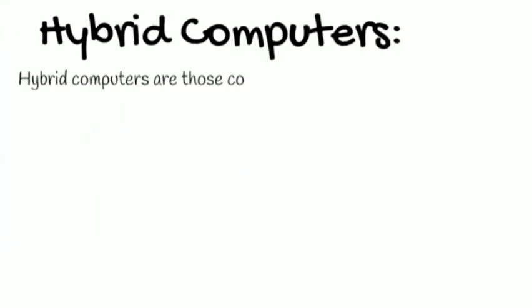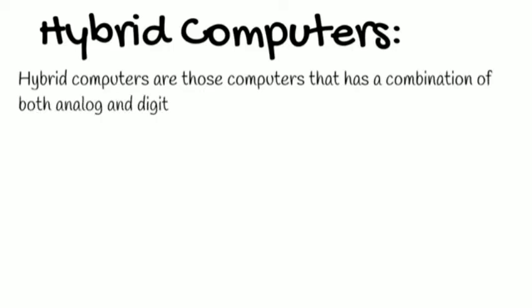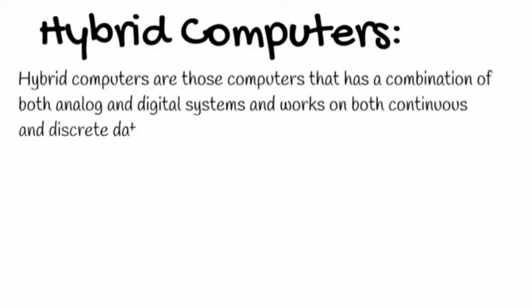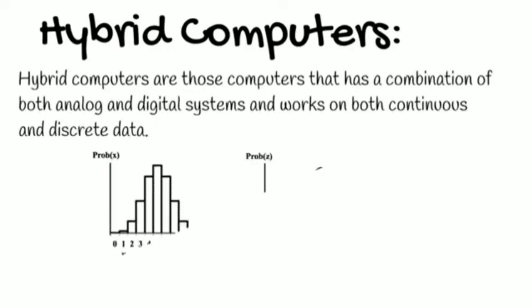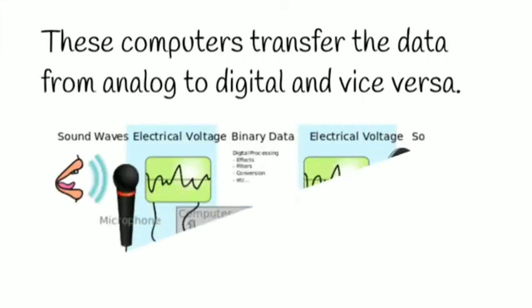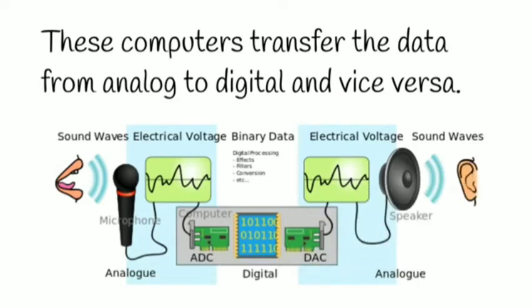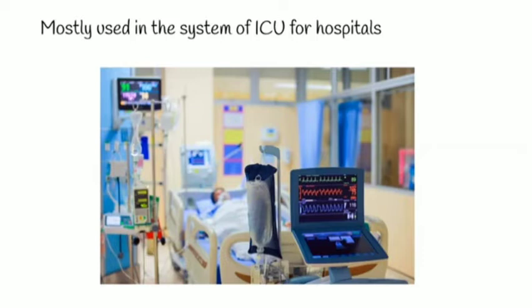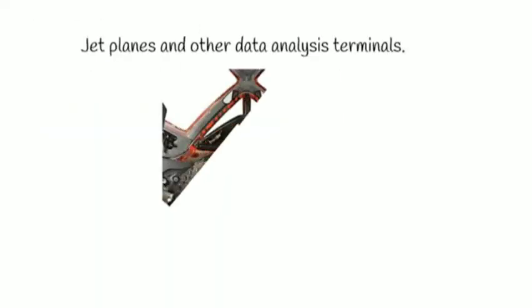Hybrid computers. Hybrid computers are those computers that have a combination of both analog and digital systems and work on both continuous and discrete data. These computers transfer the data from analog to digital and vice versa. Mostly used in the system of ICU for hospitals, jet planes, and other data analysis terminals.